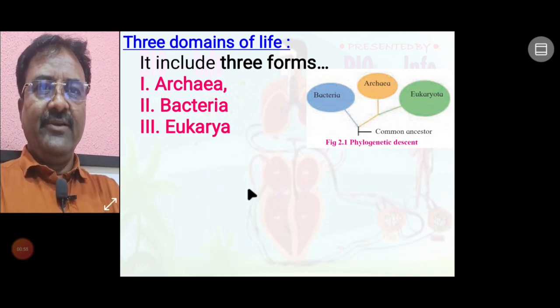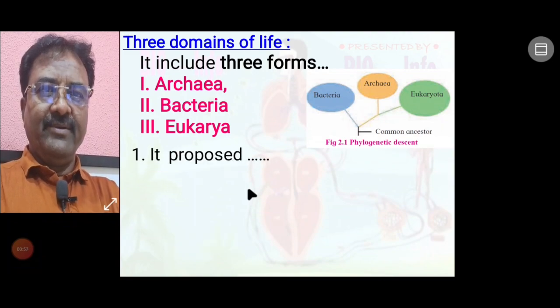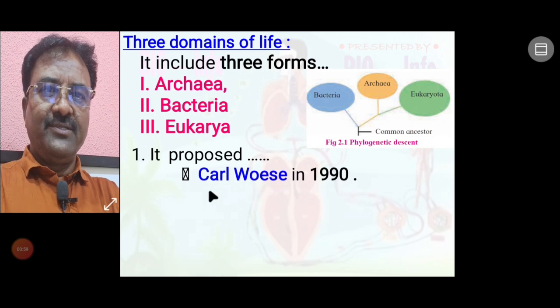Three domains of life were proposed by Carl Woese in 1990. The three domains of life were first proposed by the scientist known as Carl Woese in 1990.